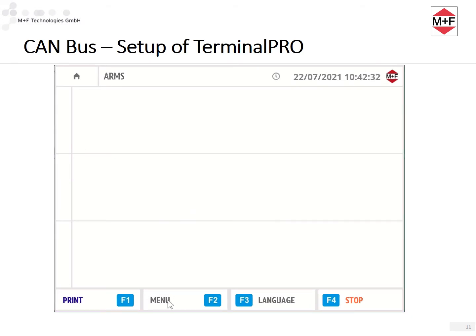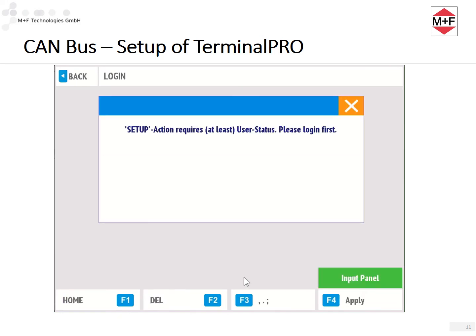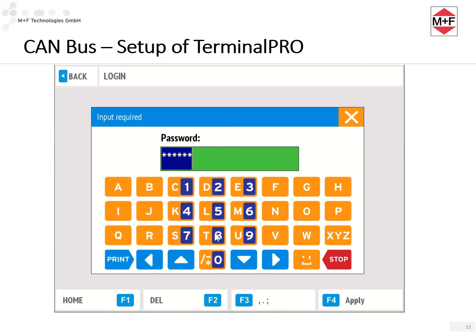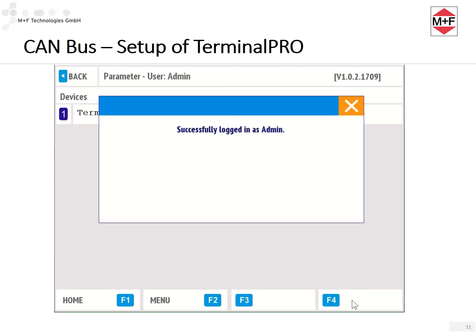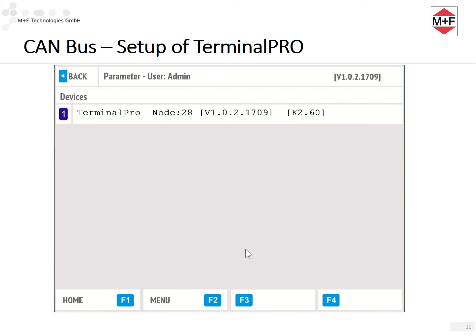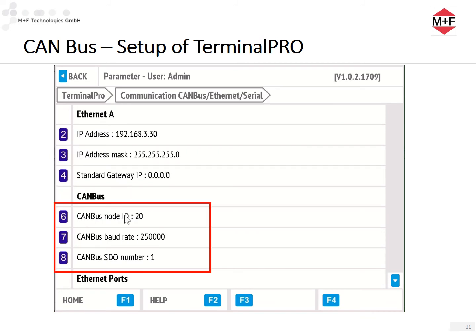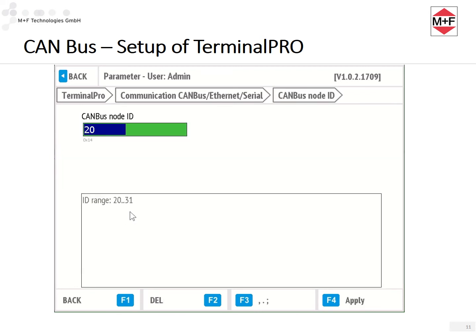The settings menu can be called up with Menu Setup. The password is 0815. We navigate through the menu to Terminal Pro and then to Communication. Here we enter the required values for CAN bus node, baud rate and SDO number.